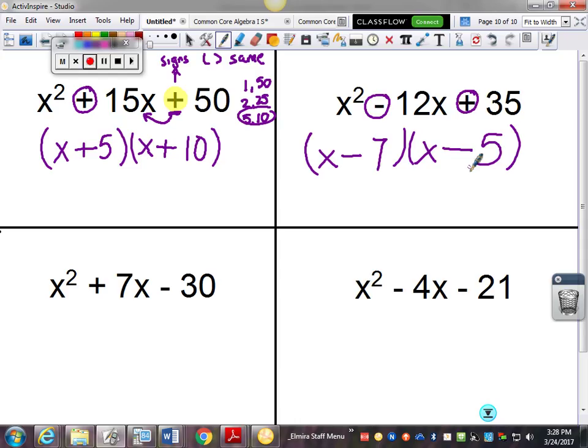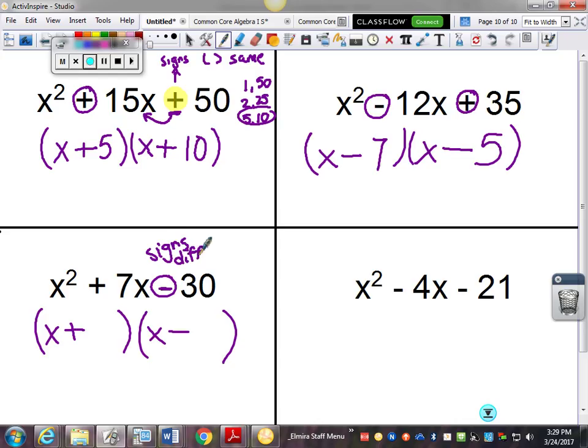Alright, down to this one. Things are a little different now. Now I have a minus for my C term. What that tells me is that one of my parentheses would be plus and one of my parentheses would be minus, because when I double distribute, that's the only way I could get a minus at the end. So I got to think of all the numbers. This tells me signs are different.